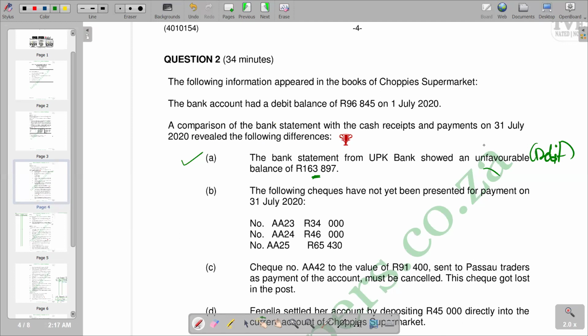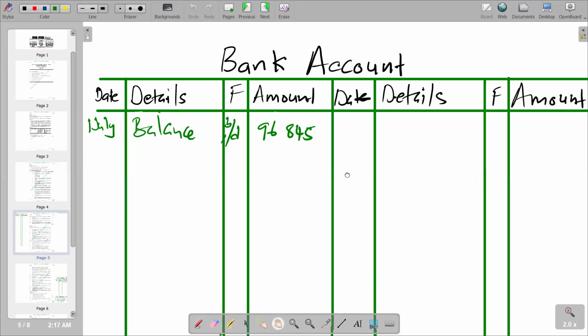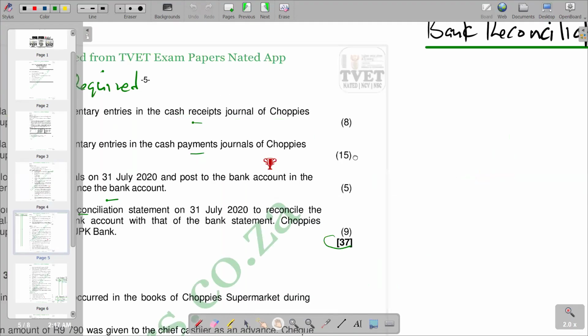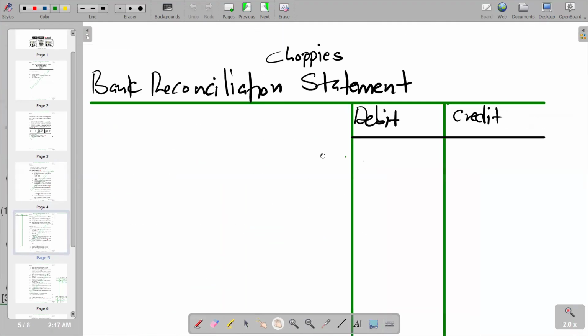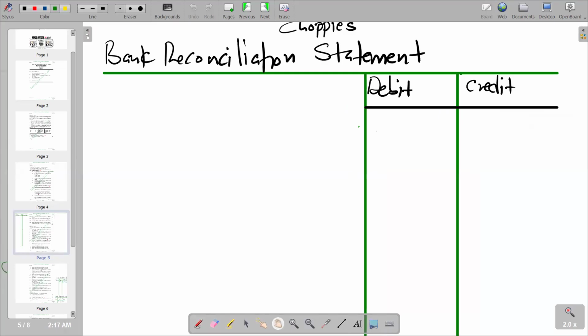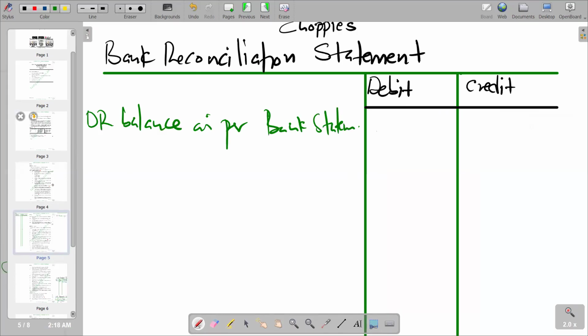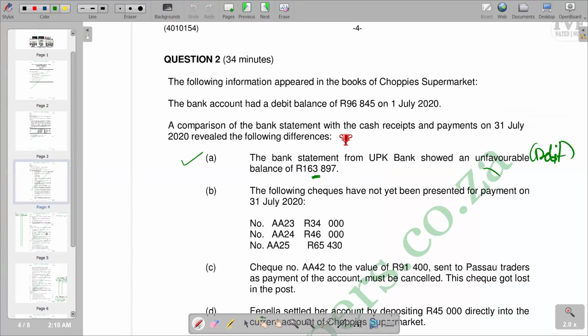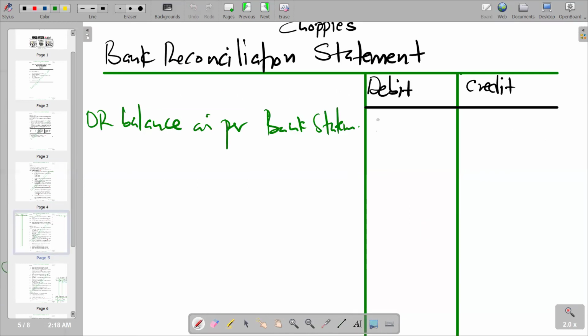So we go to the debit side and put our opening balance of the bank reconciliation. This is our bank reconciliation. This is a debit balance, so we just describe it as a debit balance per bank statement. So here's my bank statement, and then the figure that we have, we can just refer back: it's 163,897 on the debit side.